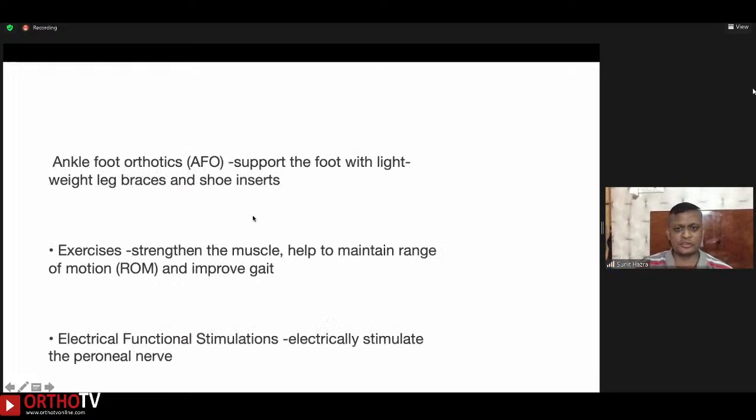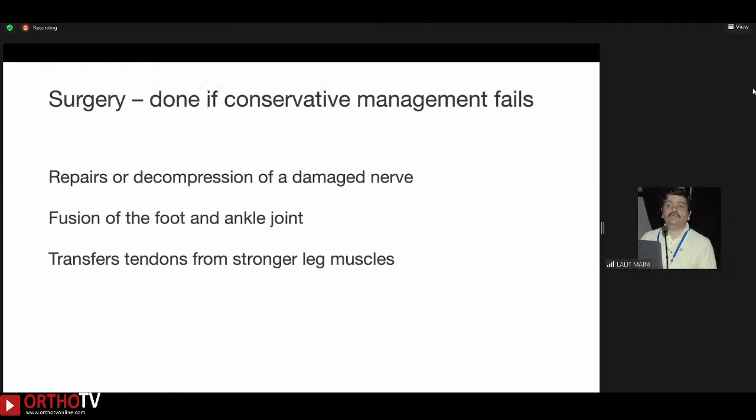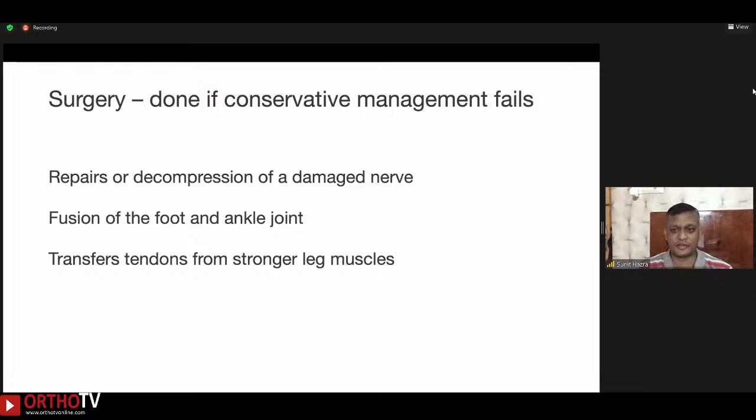Ankle foot orthosis to support the foot, a lightweight brace and shoe insert, so that the patient's walking can improve. And you need to advocate some exercises also, to strengthen the muscles and to regain or maintain the range of motion. And electrical functional stimulation, we already discussed, may sometimes help. I think surgery is usually done only if the conservative management fails.